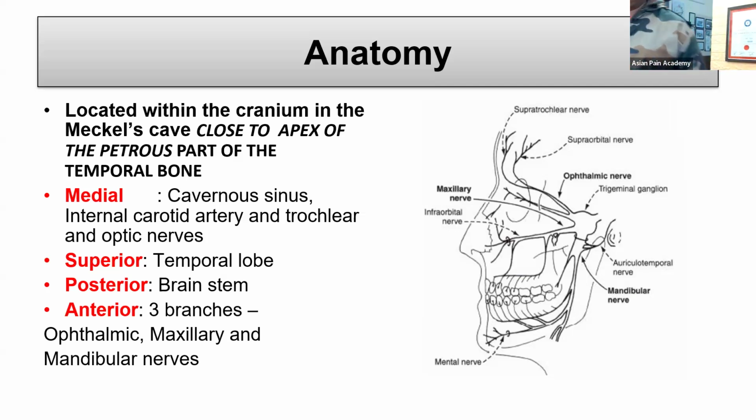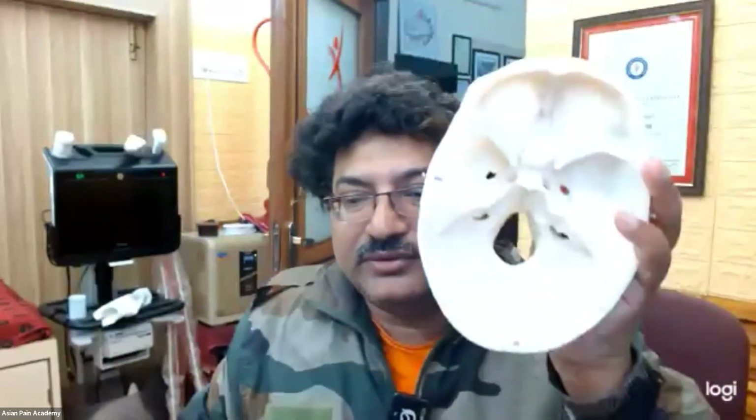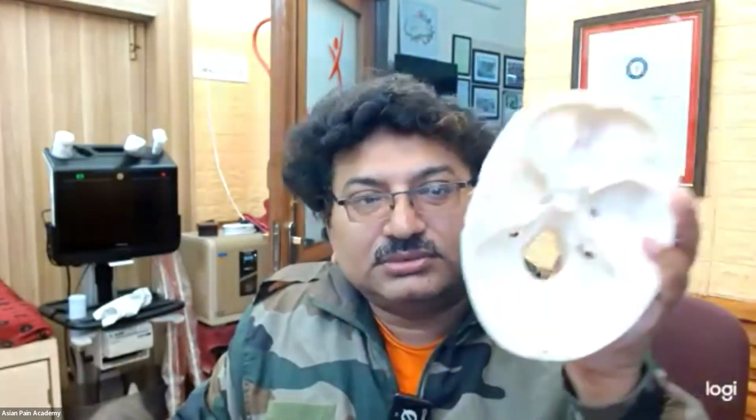Are you able to see this? Okay, I think everyone, let us open this skull. Okay, so can you see the skull? Let me do one thing. Let me switch off the sharing so that you can see it in a larger way. Now can you see it? Yes. Okay, fine.